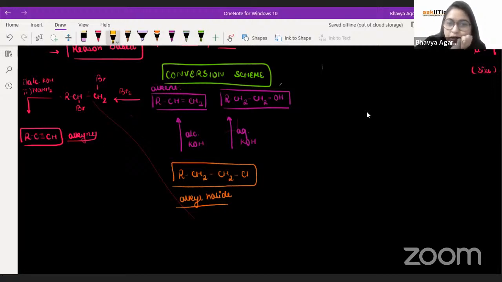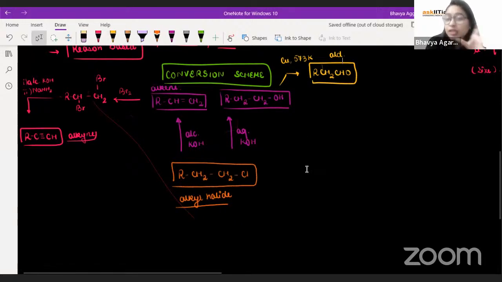Now, same way here, I can treat it with copper at 573 Kelvin, and keeping the same number of carbons, I will get an aldehyde. This is a reaction, if I'm not wrong, you have done in your alcohols, phenols also. Yeah. Okay.